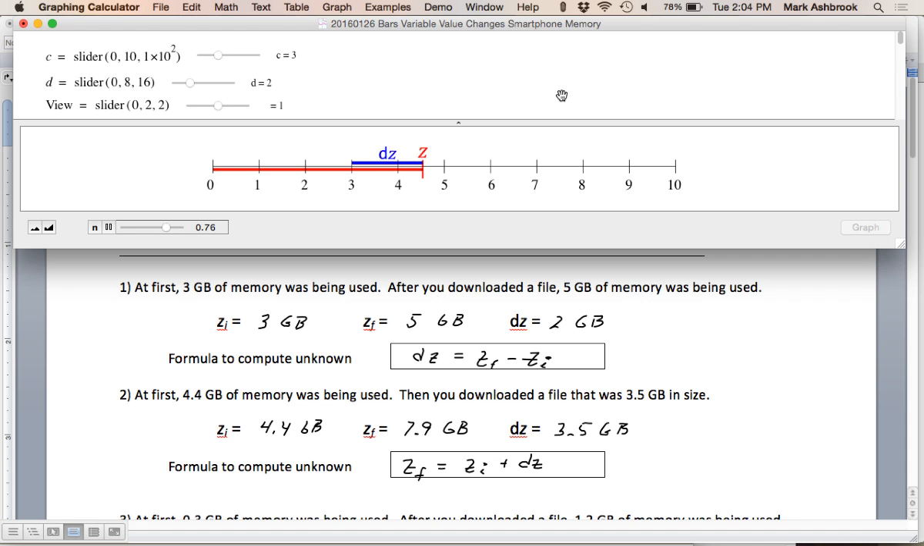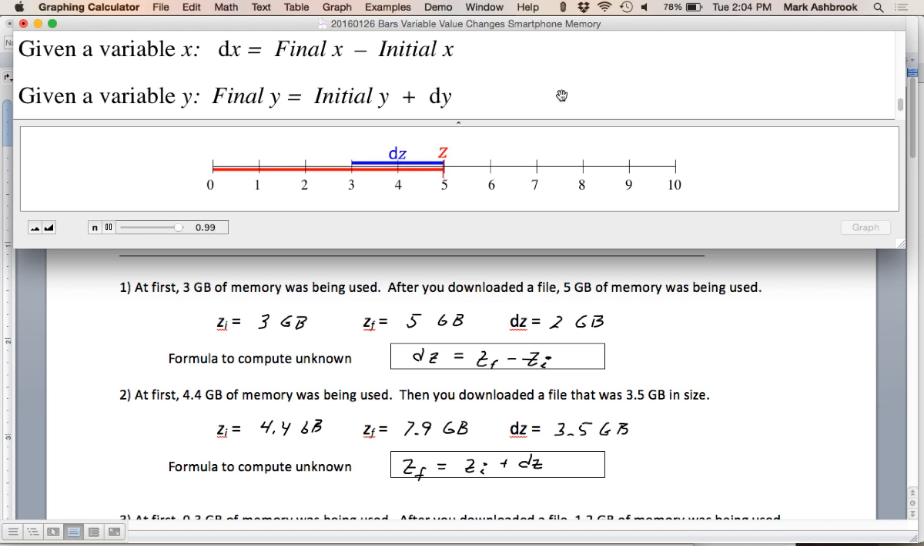So then, summarizing. Given a variable x, dx is the final x minus the initial x. And given a variable y, so I'm just using these y, but actually this does relate to how we'll use them when we have x and y, but it doesn't have to be these letters. So final y is initial y plus dy.